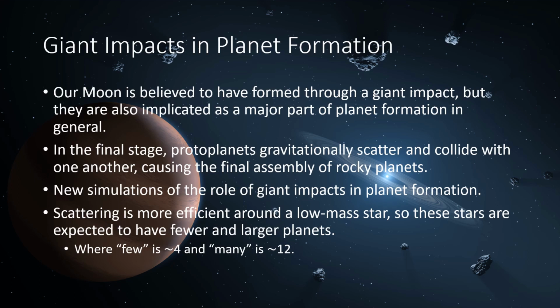And Hoshino and Kobuko ran simulations of planet formation around stars of different mass and looked at the average number of planets produced. And interestingly, low-mass stars produced fewer but larger planets. And that's because around low-mass stars, the zone where you would form rocky planets inside the ice line is closer to the star, so even though the star is lower mass, they're deeper in the gravity well, so this gravitational scattering has a stronger effect.